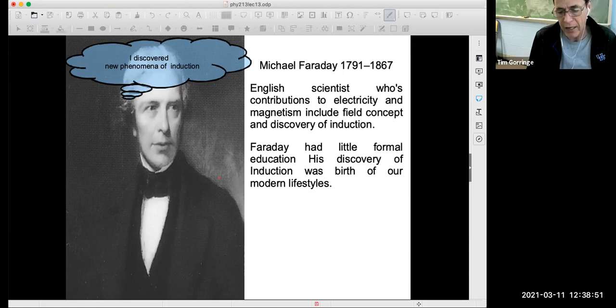So Michael Faraday, who was around a couple of hundred years ago, was the first to discover and publish the new phenomenon of induction, electromagnetic induction. So he's credited with the discovery of it. He's a very interesting scientist because he had no formal training, no real mathematical training, but he made these immense contributions to science. And in many ways, through induction, is responsible for our modern lifestyles. Induction really is the birth of our modern lifestyles.